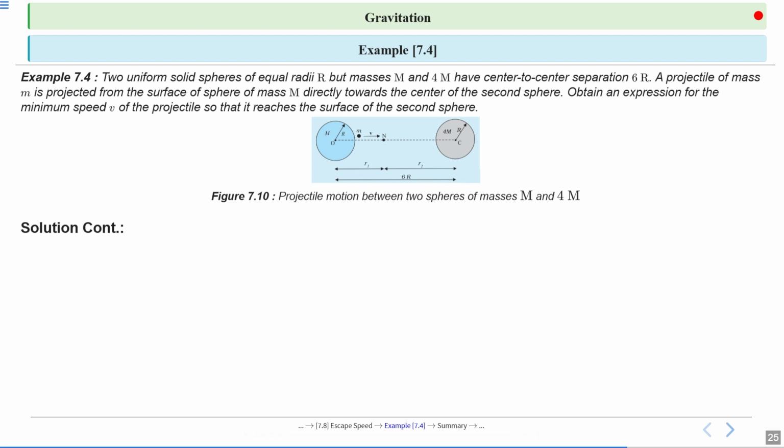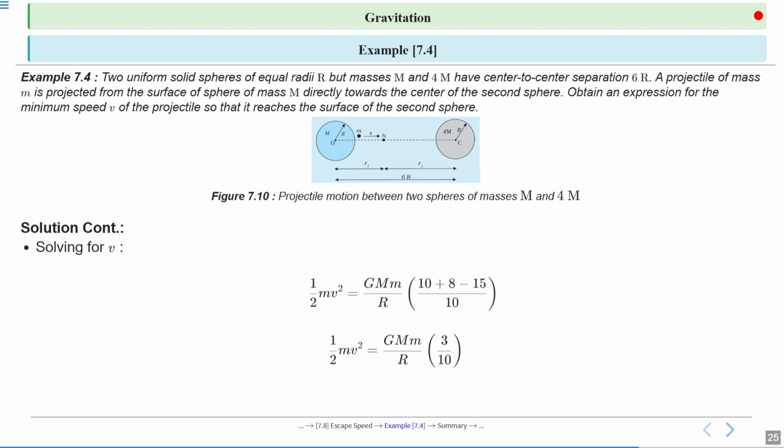So let's start solving for the minimum speed v. We use the conservation of energy here. Solving further, you will get 1 by 2 mv square is equal to GMm divided by r into 10 plus 8 minus 15 divided by 10. So it will be 1 by 2 mv square is equal to GMm divided by r into 3 by 10.